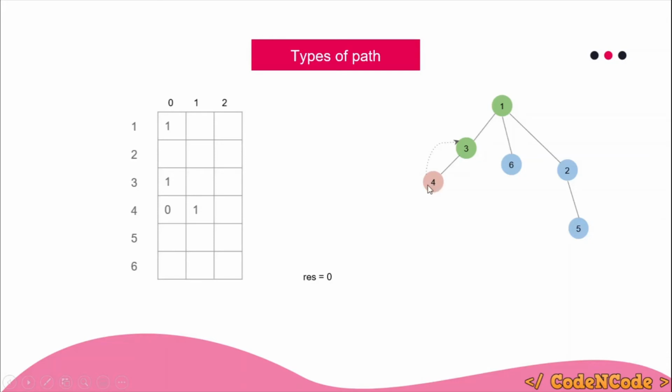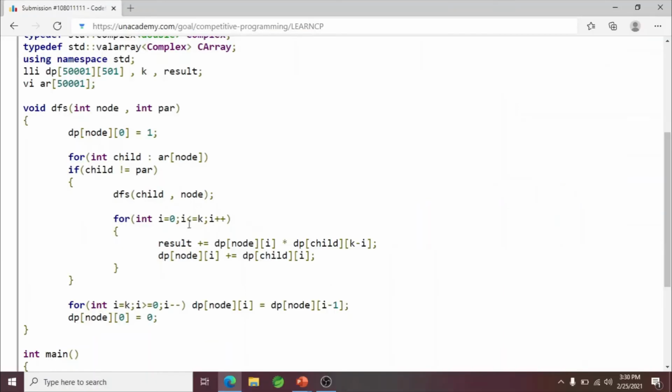So basically, if node 4 were to be paired with some other node such that the distance between them would be 2, one distance is already there. We need nodes at distance 1 from this node, right? That way the distance between them would become 2. So what I'm doing: the number of newly found nodes at distance 1 are dp of child of 1. So the number of newly found nodes at distance i times the number of new nodes found at distance k minus i, and then the number of nodes which are already found at distance i. If we add these two, the path would become of distance k.